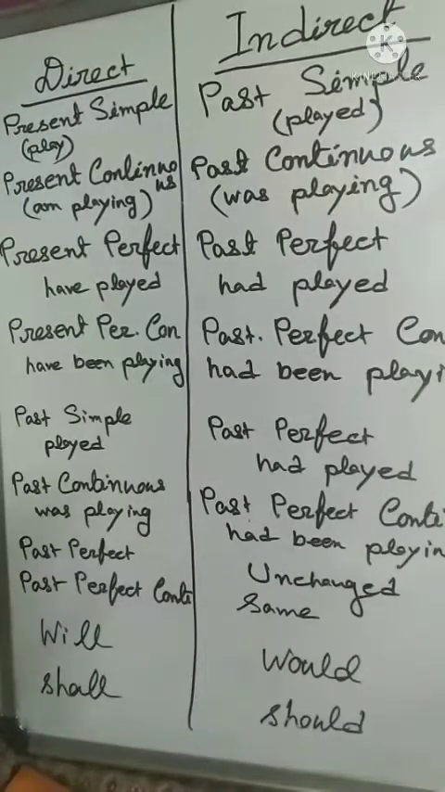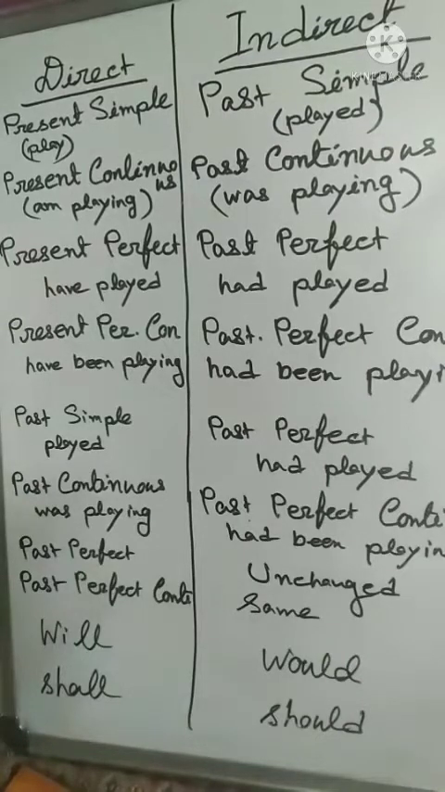Suppose Amy said, "I like your hair." In indirect speech, it will be Amy said that she liked my hair. The change in the tense from present simple to past simple is what we call backshifting. Backshifting is going back one tense. How the tenses change, I am showing you students on the board.